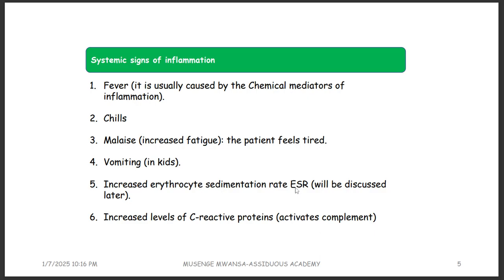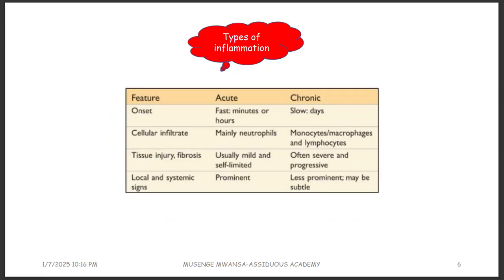Increased erythrocyte sedimentation rate, increased level of what we call the C-reactive protein, which activates complement. So you actually see that in inflammation, there are some proteins that increase, some proteins decrease. We'll talk about that later on. C-reactive protein is one of those proteins that increase because it activates complement, which helps to fight infections.